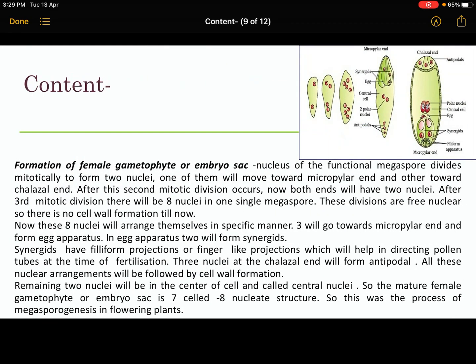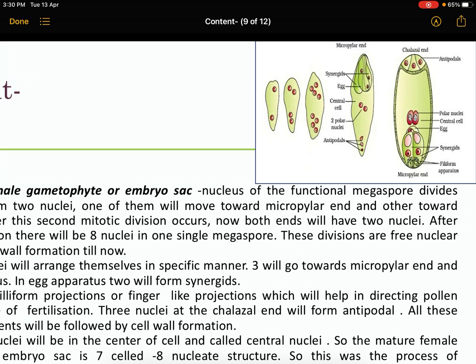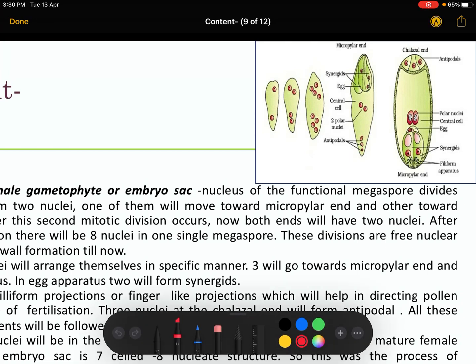Here you can see how the megaspore will behave. After the 4 megaspores form after meiosis, one of them will behave as the functional megaspore, and the rest of the 3 will degenerate. They will not do anything, they will degenerate. One will behave as the functional megaspore. Here you can see 2 nuclei, but inside the functional megaspore there will only be 1 nucleus.